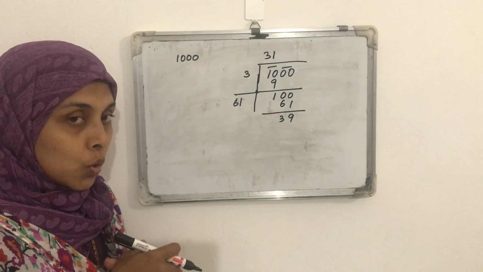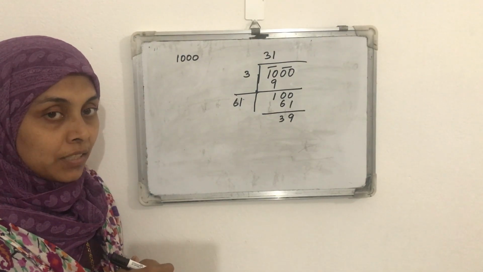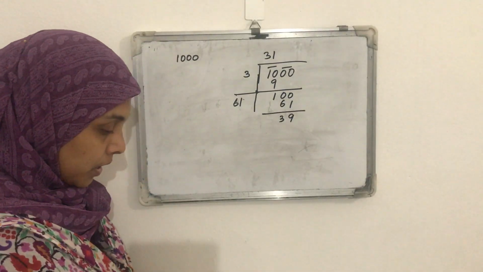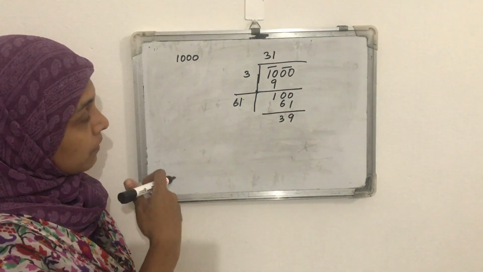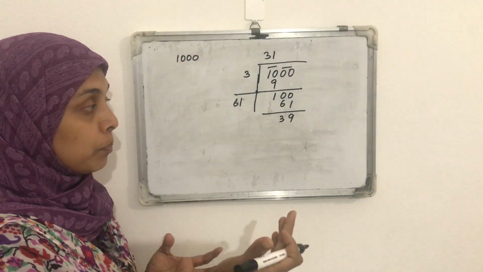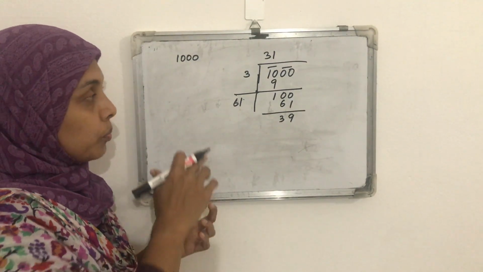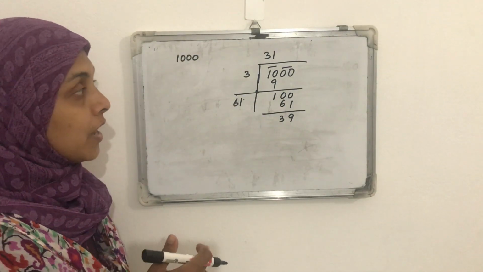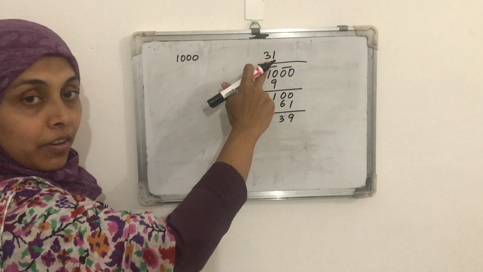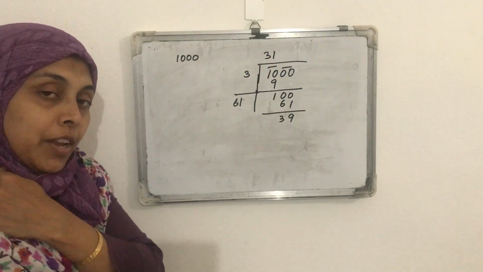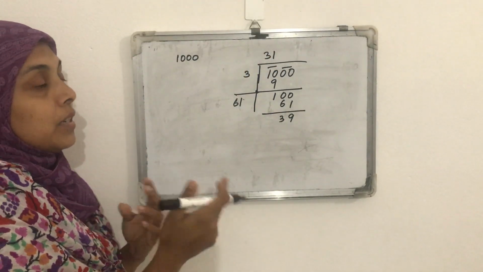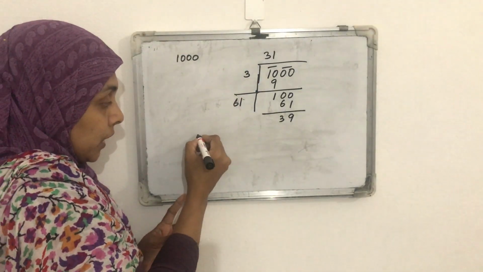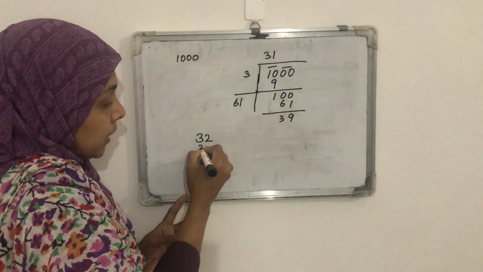It is not possible. How many plants remain without these? 39 plants remain. So the question is how many more plants he needs to make such an arrangement. So how can we find that? Next we are finding what will be the next. Here we got the quotient 31. Next we are finding the next number's square. After 31 the next number is 32. Then 32 square we are finding. What will be 32 square?